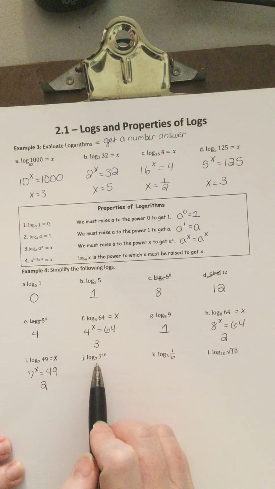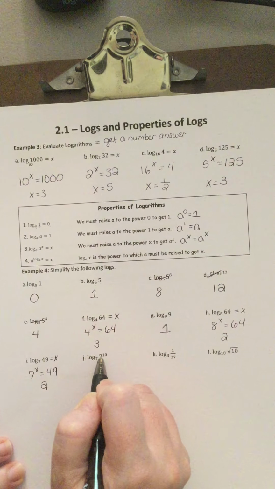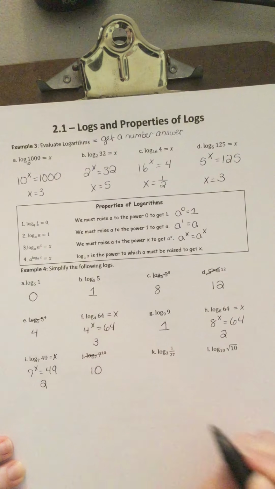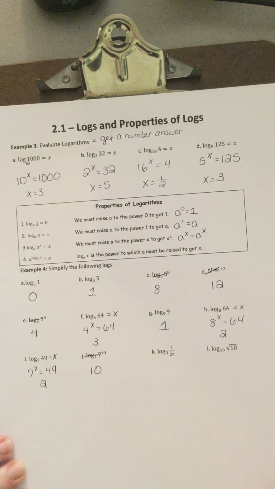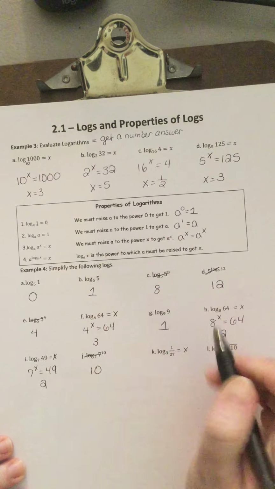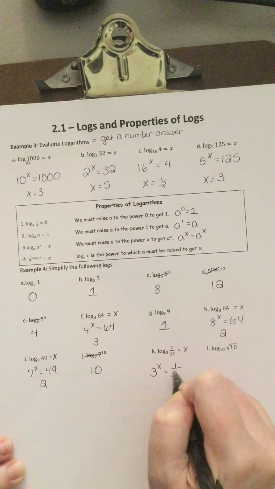All right, J does match one of our rules. It's log base 7 of 7 to the 10th power. So the bases are the same, so those cancel, and we're just left with 10. All right, for K, they don't match, so let's write it as an exponent. So 3 to the x equals 1 over 27.